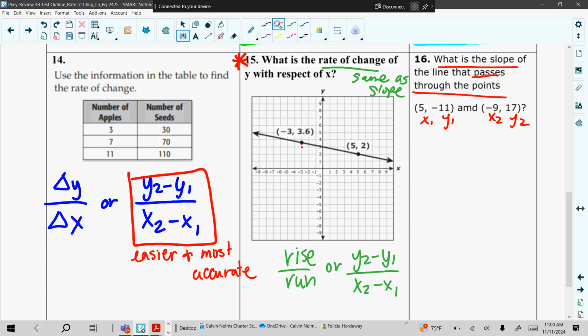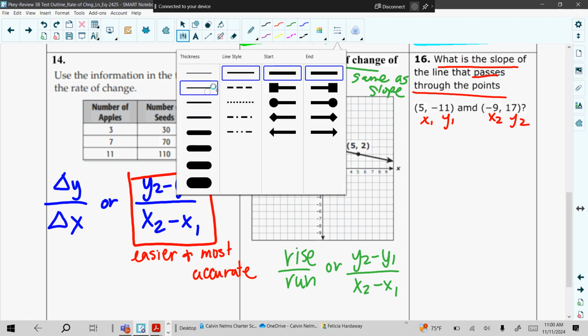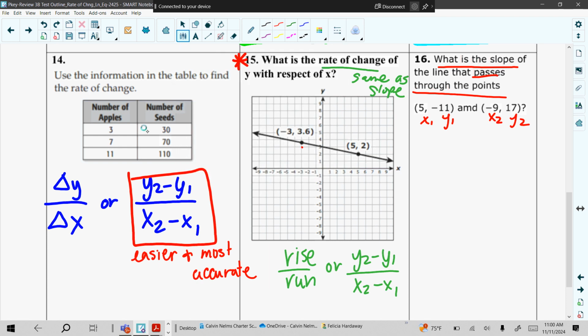So in order to do it off the table, guys, you have to pick 2 points in the table. Which 2 points do you want to use? 3 and 30. Sorry, and what other point? 7 and 70. Okay, 7 and 70. Now we're gonna use the formula. How would I set this up? 70 minus 30 over 7 minus 3. Okay, do that and let's get our answer.